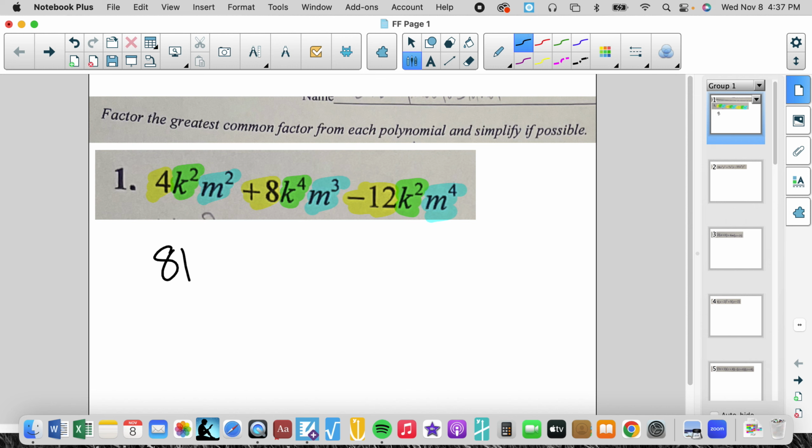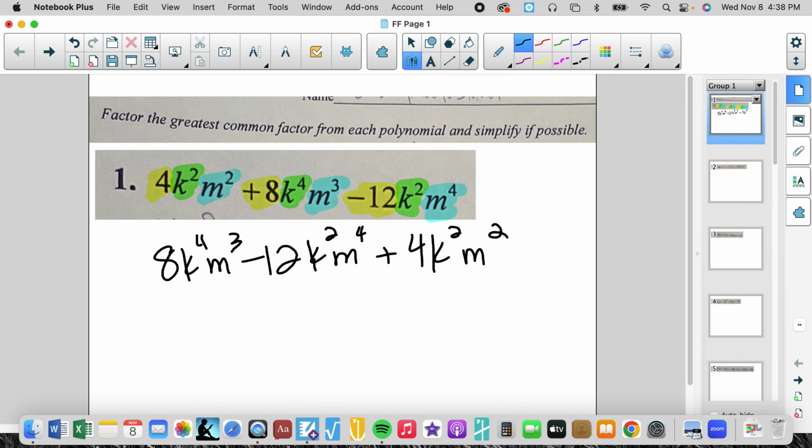So I'm going to rewrite this as 8k to the 4th m to the 3rd minus 12k squared m to the 4th plus 4k squared m to the 2nd. And this is in standard form. We go alphabetical order, k, H-I-J-K-L-M, so k is always going to come before m, and then we are evaluating each of the k's in it. So k to the 4th is going to come before k to the 2nd. So this is going to be my first term.